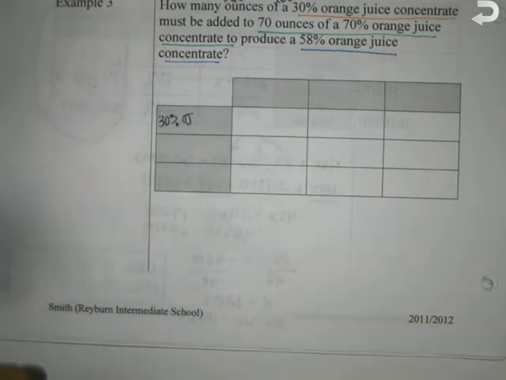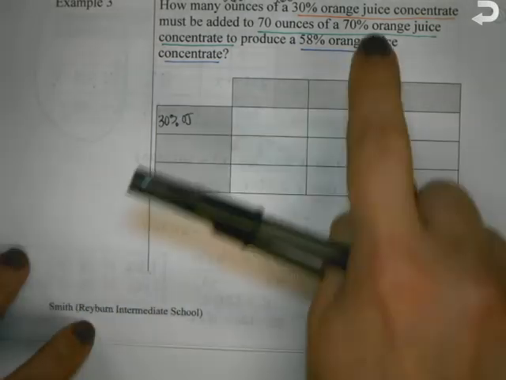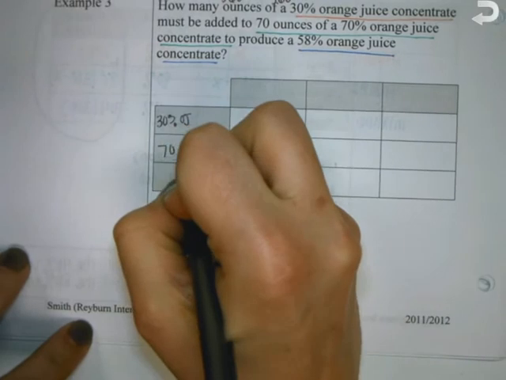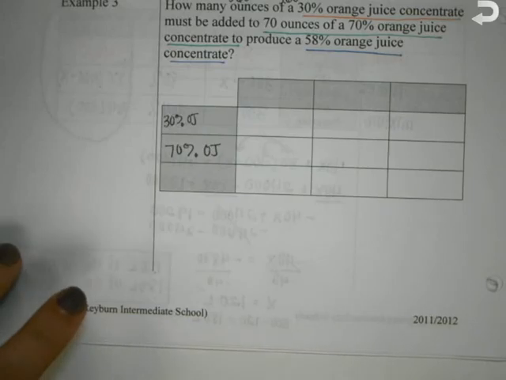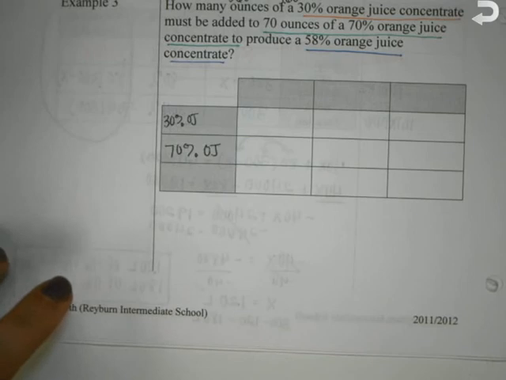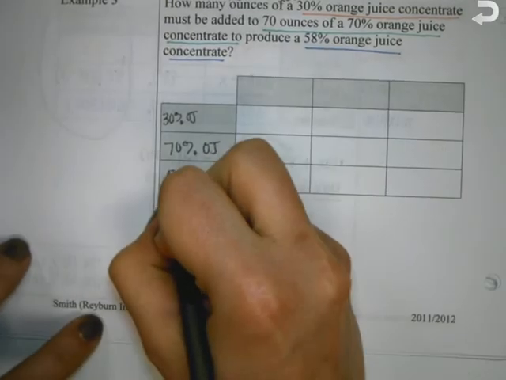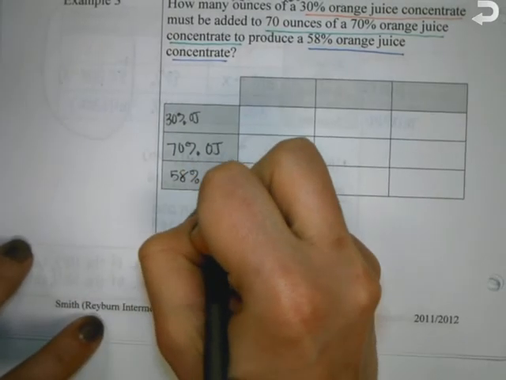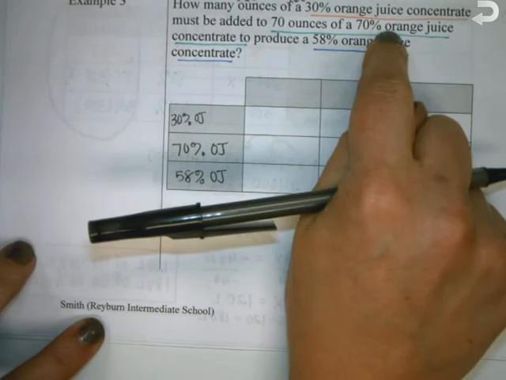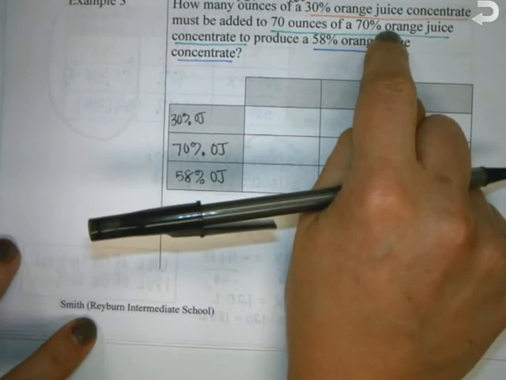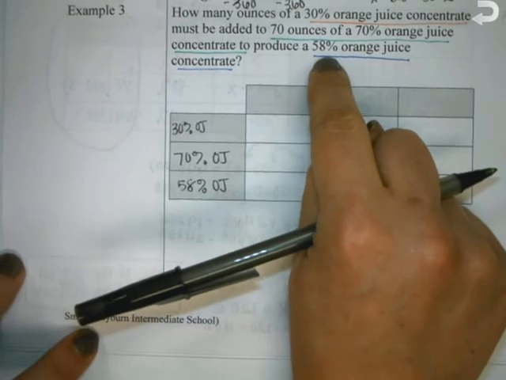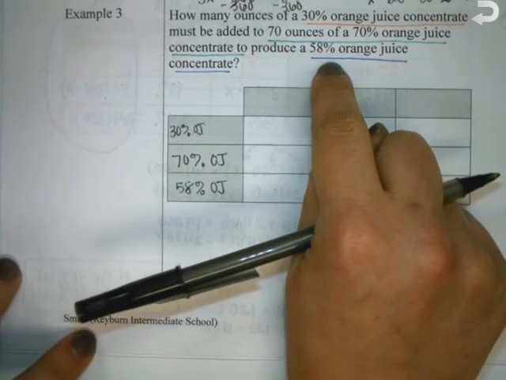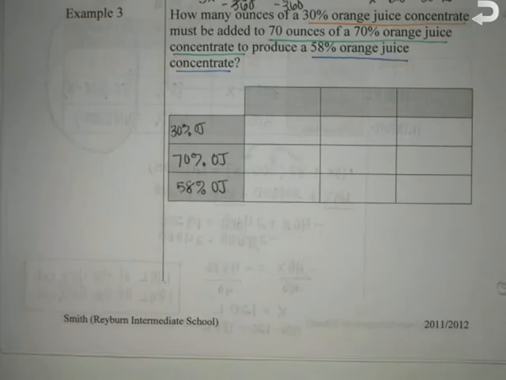And what do I want the mixture to be? How much percent of orange juice? 58. So you have to read the question carefully. Even though we know the amount of the 70% concentrate, our mixture, we're trying to make a 58% mixture. So this is going to be our end result. Okay? So, I know this time information about item number 2, the second 70% concentrate. How much of the 70% do I have?